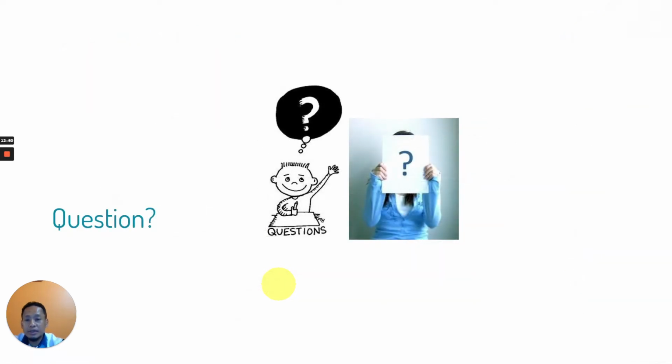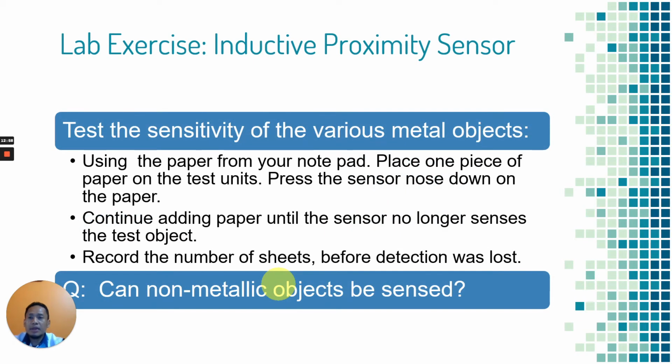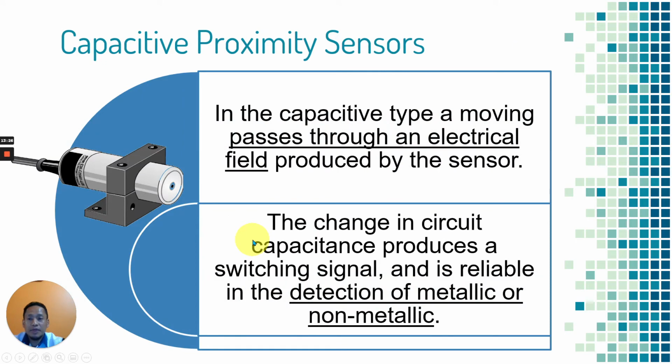Okay, so far any questions? If you have any questions, just leave your comment. And usually for the lab exercise, I give you an inductive proximity sensor to test its sensitivity on various metal objects. We can use a paper from your notepad, and then try to sense a variety of objects with your sensor.